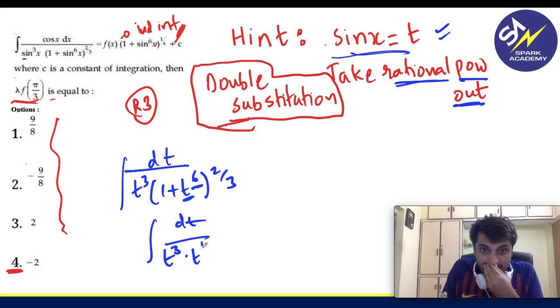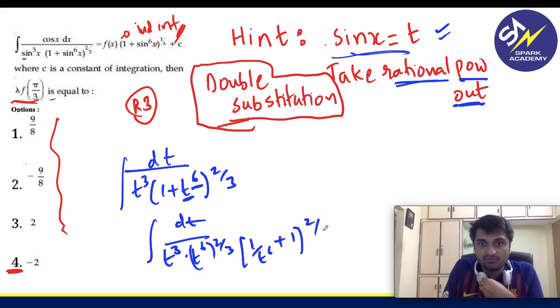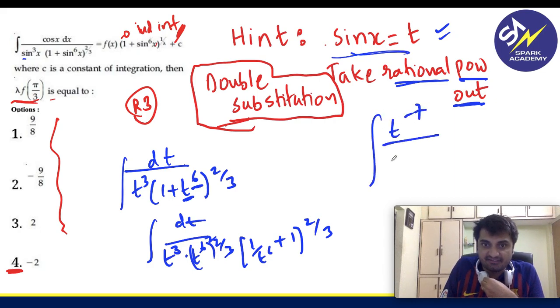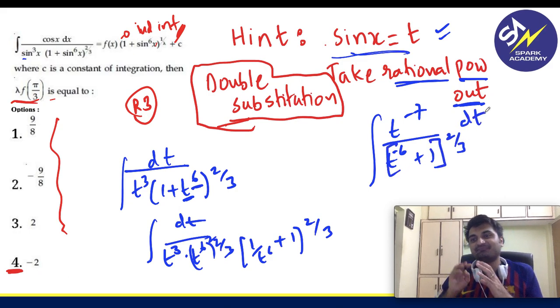So if I take t power 6 common, I have to also take 2 by 3 common. So this will be (1 by t power 6 plus 1) whole power 2 by 3. 3 goes 2 times, 2 into 2 is 4, 4 plus 3 is 7. So that 7 goes up. Integral t power minus 7 by (t power minus 6 plus 1) whole power 2 by 3 dt.